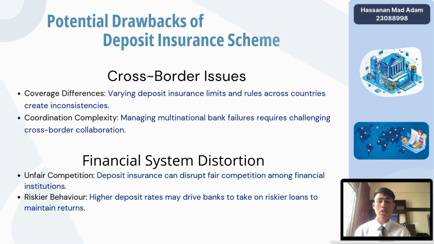Finally, deposit insurance can distort competition. Smaller banks often offer higher interest rates to attract customers. To keep up, even larger banks might raise their rates, funding them through riskier loans over time. This escalates instability, increasing the likelihood of bank failure.